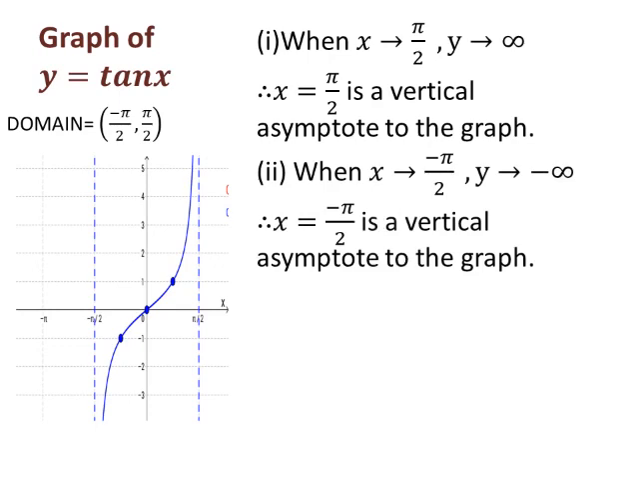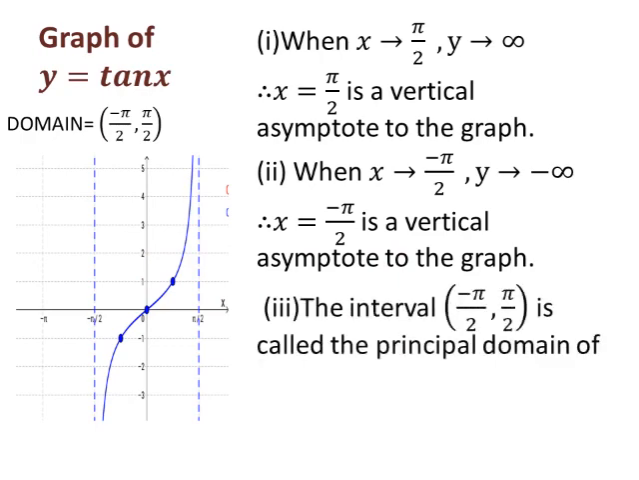Second subdivision, same way, when x tends to minus pi by 2, if we replace x by minus pi by 2, y tends to minus infinity. You can replace it here. Tan of minus 90 is minus tan 90, it is minus infinity. So here what we have, x is equal to minus pi by 2 is the vertical asymptote to the graph. So here they are mentioning this line, x equal to minus pi by 2. Third point, the interval minus pi by 2, pi by 2 is called the principal domain of y equal to tan x.